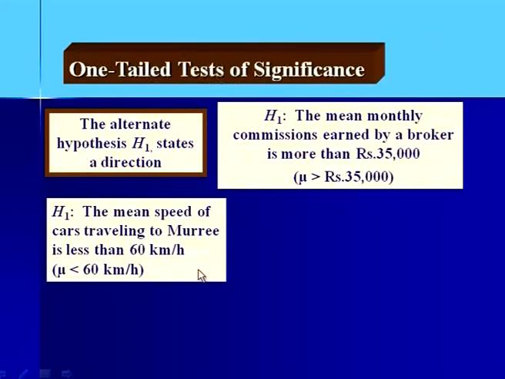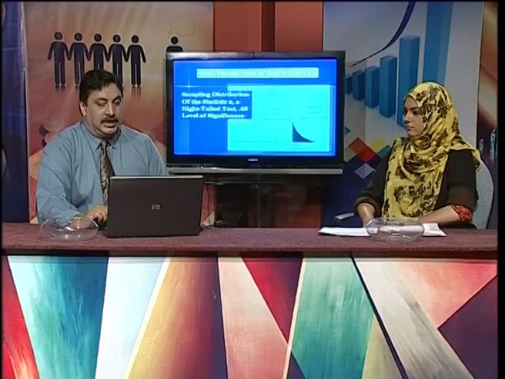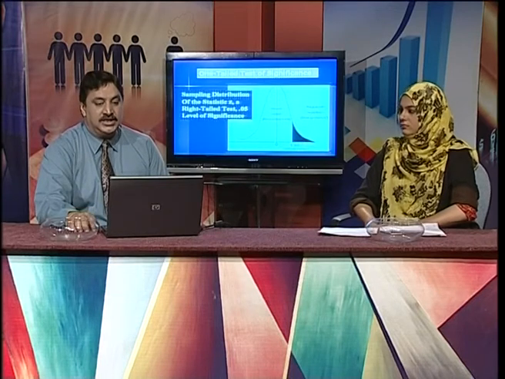And here is another example: less than 20% of customers pay cash for their gasoline purchase. Here we also use the words less than. Now, how do we make the decision in a one-tail test of hypothesis?